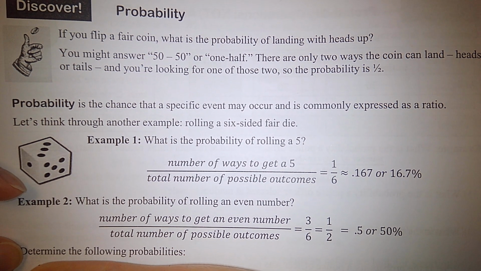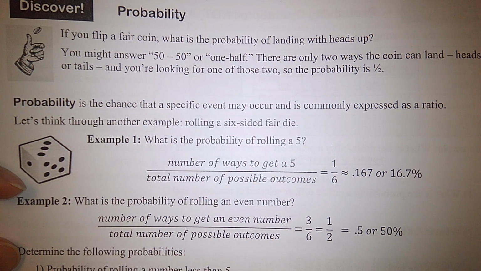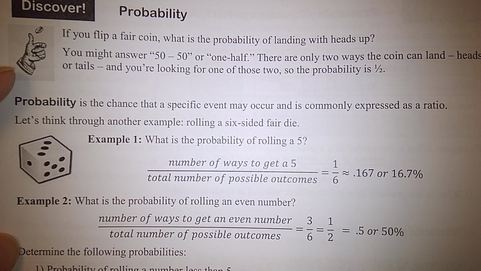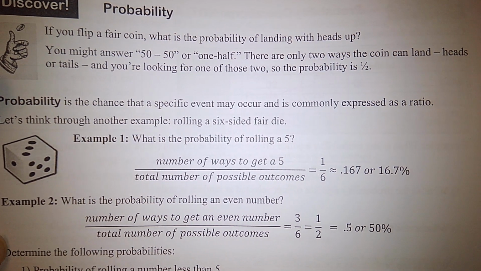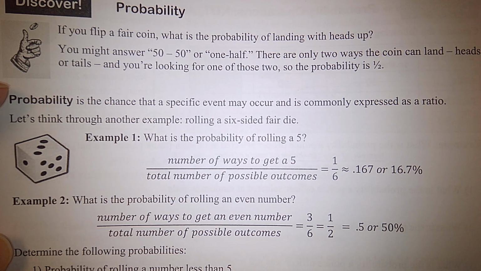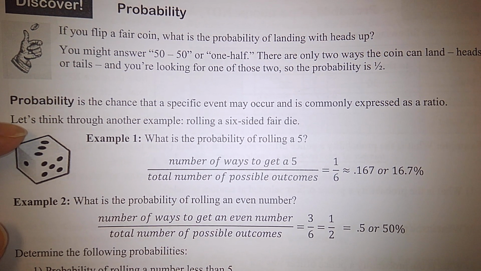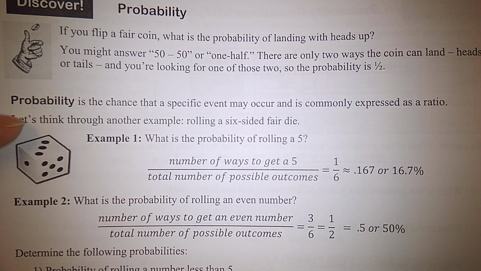If you flip a fair coin, what's the probability of landing with heads up? You might answer 50-50 or 1/2. There are only two ways that coin can land, heads or tails. We're looking for one of those two, so the probability is half. Probability, the chance a specific event may occur, is commonly expressed as a ratio.